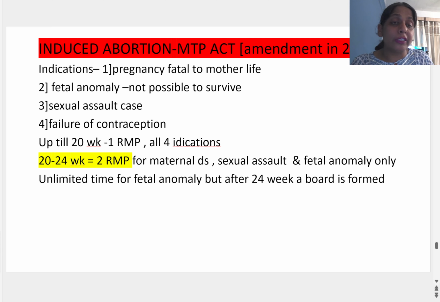And if there is a fetal anomaly then we can abort it unlimited, because some fetal anomalies are diagnosed in 3rd trimester. So MTP amendment 2021 has given this rule that fetal anomalies can be terminated at any period of gestation, but after 24 weeks a board will be formed by the state government, okay, and that board will see whether this fetal anomaly is really a fetal anomaly diagnosed in this time and was not diagnosed before, then only that board gives the permission, okay. Have you got it? Okay.